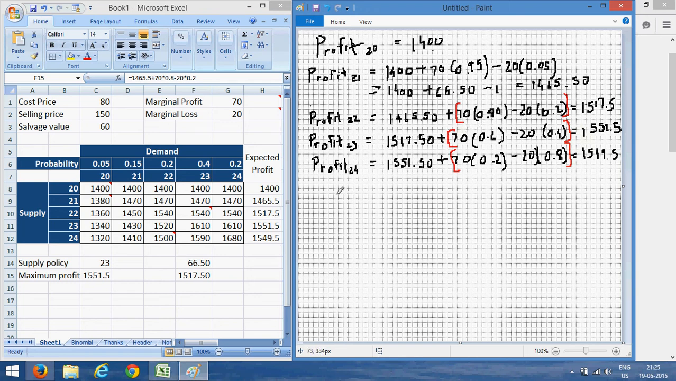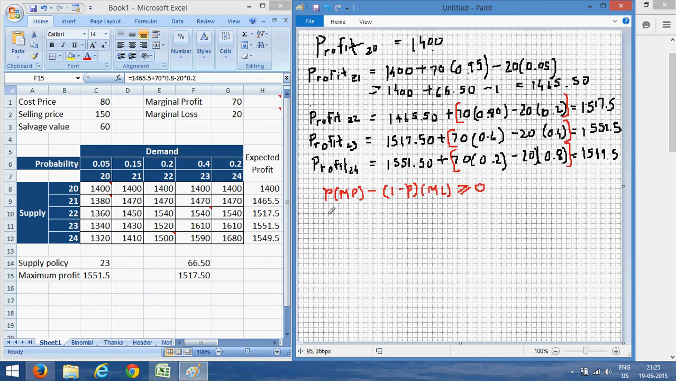So what we are essentially saying is that P, the probability of selling, which comes from the summation of the right hand side, 0.2 plus 0.4 plus 0.2 and so on, times the marginal profit, which is this number 70, minus the probability of not selling, which is 1 minus P, times the marginal loss. So long as this is greater than or equal to 0, we can keep on producing. That's what we are essentially saying.